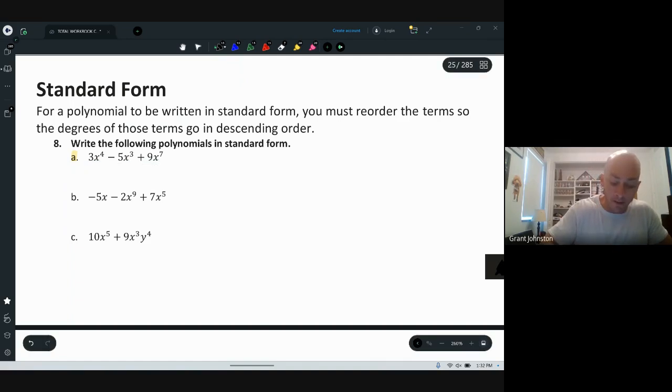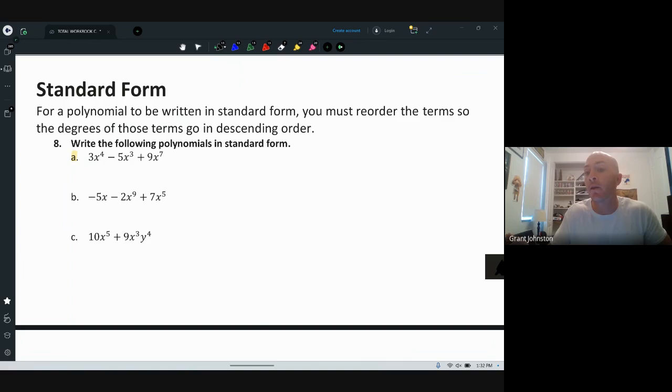Remember, we have to go from biggest to smallest when we rearrange them. So the 7 is the largest degree, so the 9x to the seventh goes first. The 4 is the next biggest, so the positive 3x to the fourth goes next. And then the minus 5x to the 3 goes last. It's now in standard form.